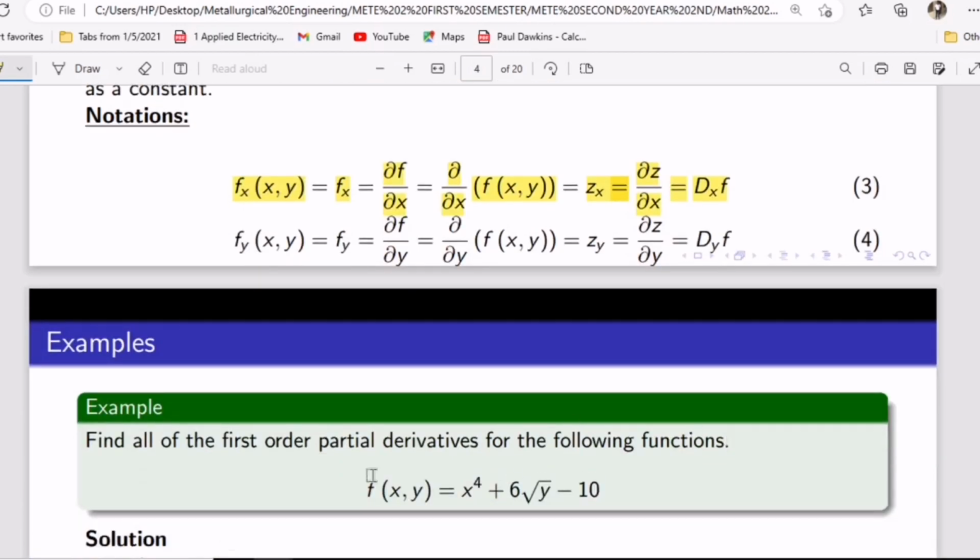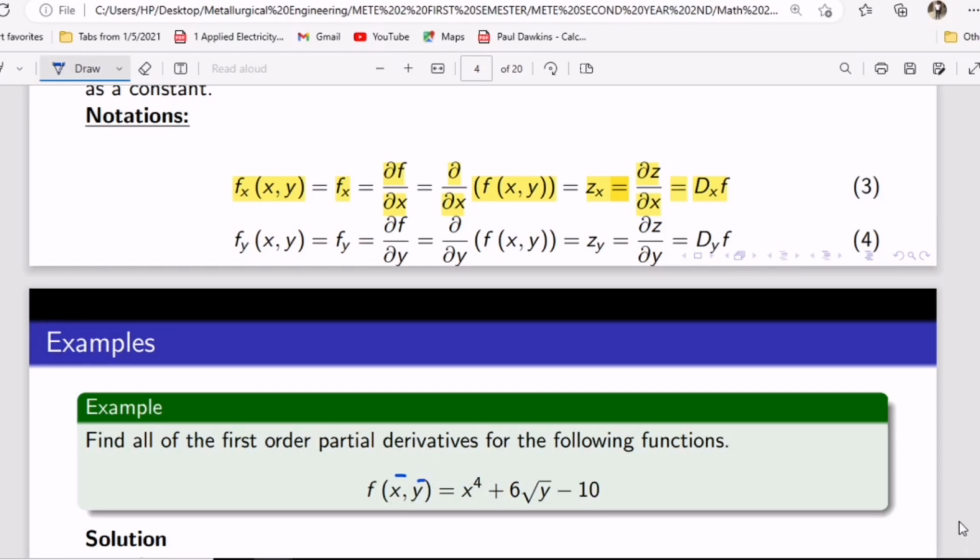So for this example, we are asked to find all the first order partial derivatives of the following. They gave us the function of x and y, which is x exponent 4 plus 6 times the square root of y minus 10. If they give you this question to find all the first order partial derivatives, that means you're going to do it independently. So you find the partial derivative of the function with respect to x, and you find the partial derivative of the function with respect to what? Y. So let's take this.